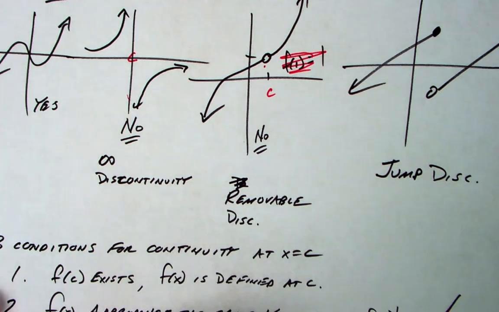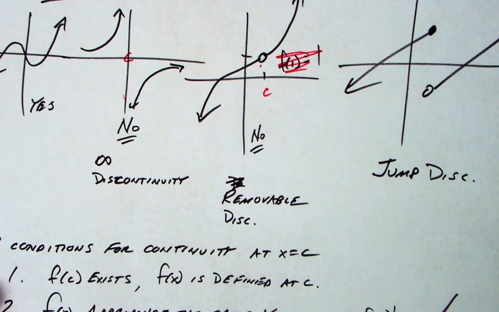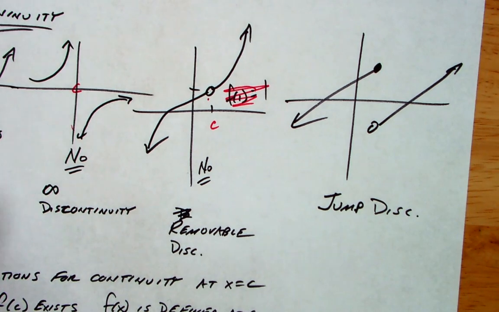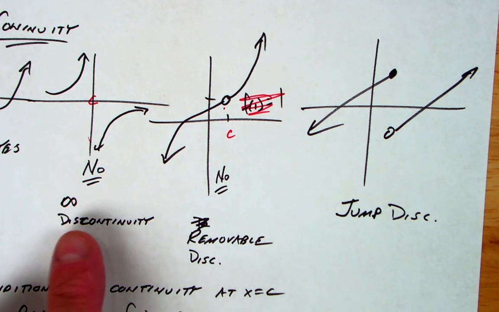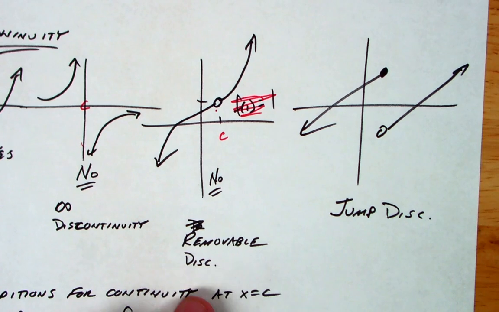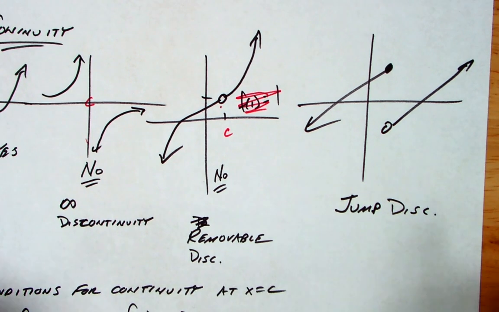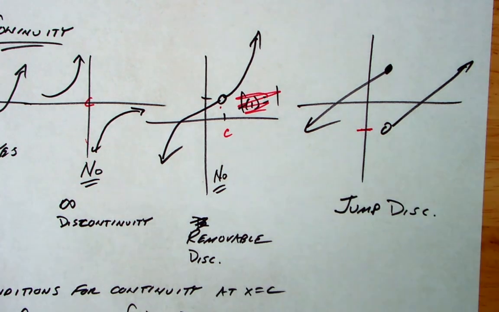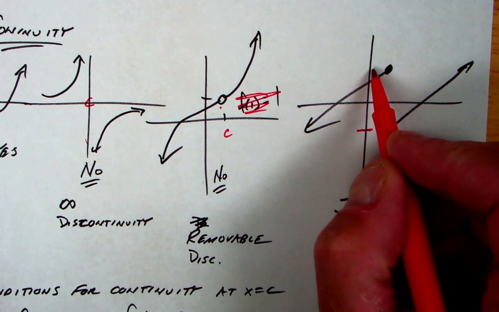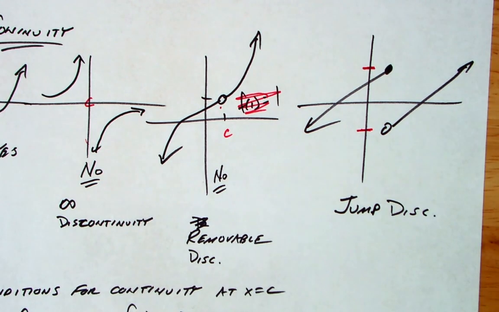Next one: f of x approaches the same value from either side of c. Which type of discontinuity violates that? We have two different types, infinite or jump. Jump. So here, as I approach it from the top, it's getting closer to that value. Here, as I approach it from the bottom, I'm getting closer to that value. Are those two values the same? They're not.